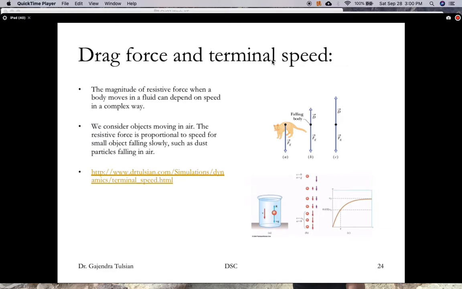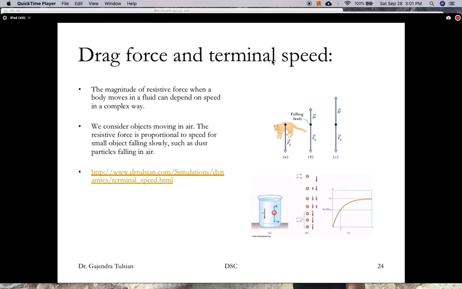Now we'll consider friction forces when an object is moving in a fluid. The fluid could be a low density fluid like air, so here's a freely falling object in atmosphere. It could be a skydiver, or it could be an object falling in a liquid, a high density fluid. The friction force experienced by this falling object is called a drag force.